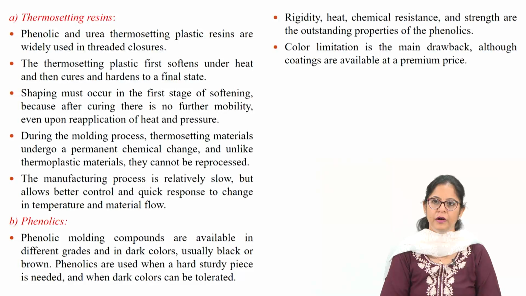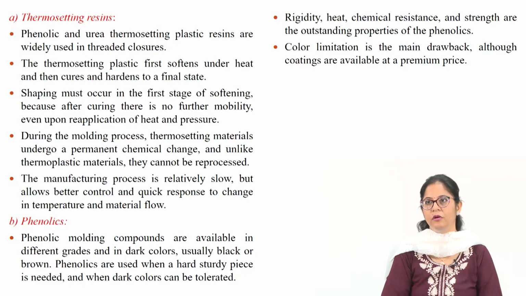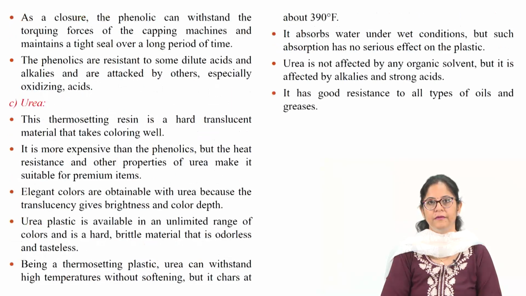Phenolic molding compounds are available in different grades and in dark colors, usually black or brown. Phenolics are used when a hard, sturdy piece is needed and when dark colors can be tolerated. Rigidity, heat, chemical resistance and strength are the properties of phenolics. Color limitation is their drawback, although coatings are available at a premium price.